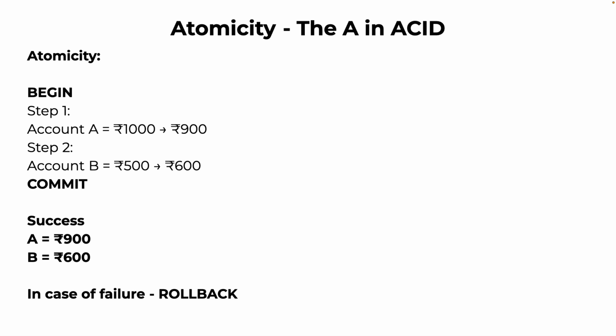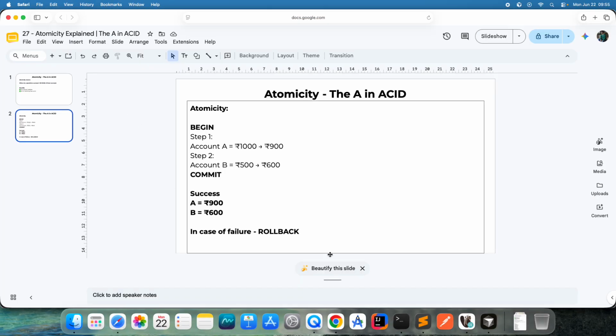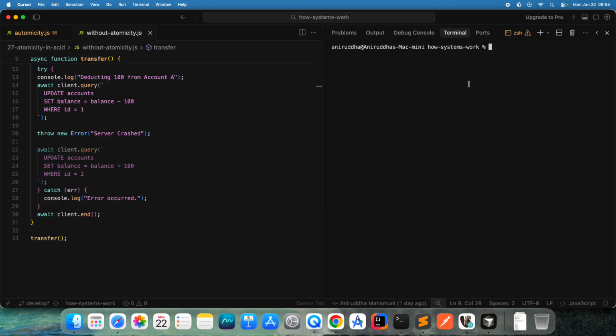So that is the reason we are getting this success, that A has updated account balance of 900 and B has account balance of 600. So this means either the entire transfer succeeds or nothing happens. There is no in between state. This is the core idea of atomicity. So I'll just give you an example in Node.js. It's the same example, which will help you to understand.